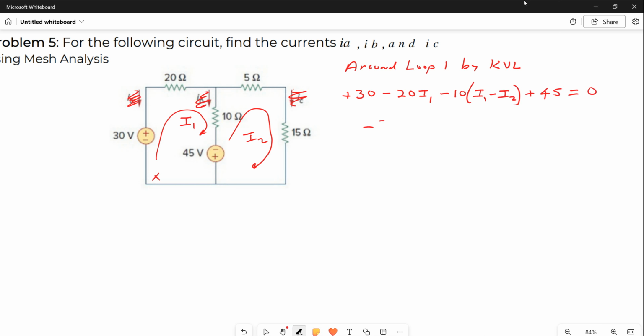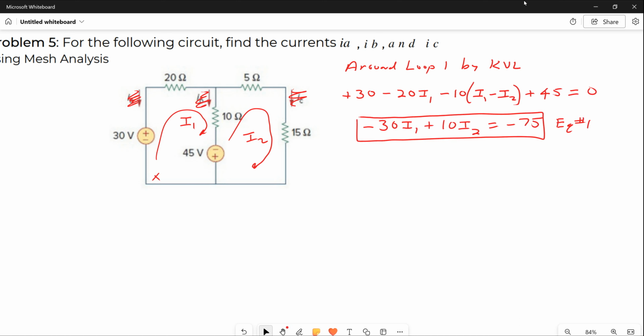You clean that up and you get your first equation out of 2. You get minus 30 I1 plus 10 I2 is equal to a negative 75. That's equation number 1. Then you go around loop 2 by Kirchhoff's voltage law again. Start at the bottom left corner down here. Go around that right window.